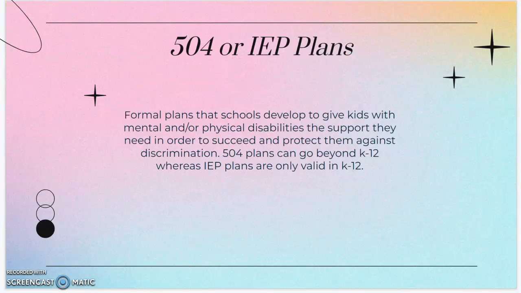So something that I thought would be important to include about accommodating students with learning disabilities and mental illnesses is understanding 504 and IEP plans. These are formal plans that schools develop to give kids with mental and or physical disabilities the support they need in order to succeed and protect them against discrimination. 504 plans can go beyond K through 12 into college, whereas IEP plans are only valid in K through 12.